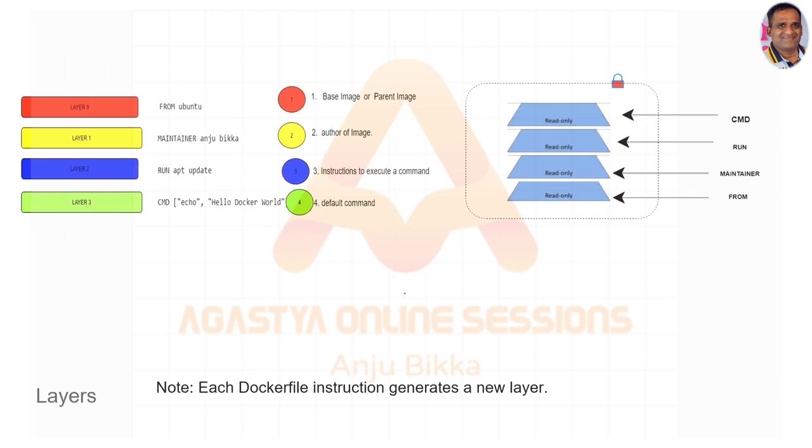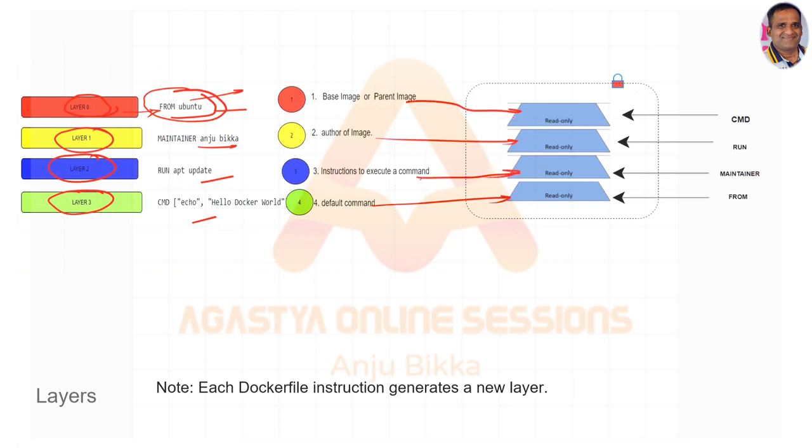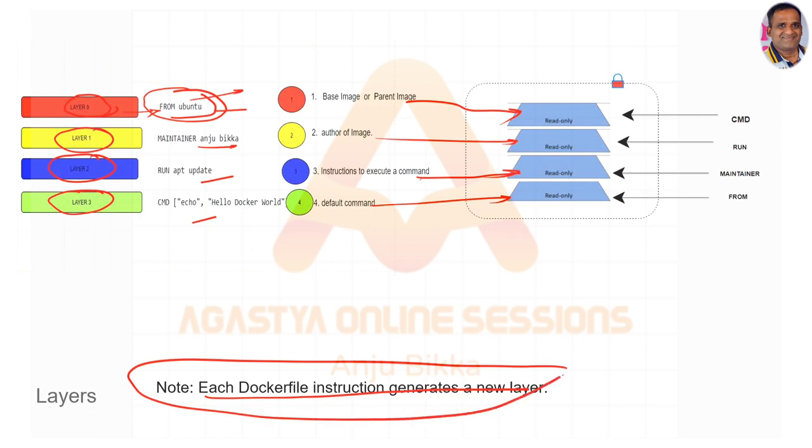Let's see, this is the Docker image we used in this one. This is the base image, and from there this is the second instruction, this is the third, this is the fourth one. Whenever we are executing, this becomes layer 0, this is layer 1. Again, we are not discussing the layers of the base image. So layer 2, layer 3, and so on. These layers are referred to as read-only layers. And note that each Docker instruction generates a new layer.